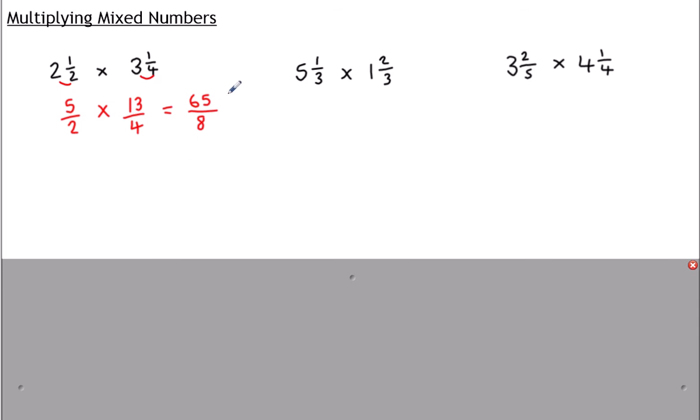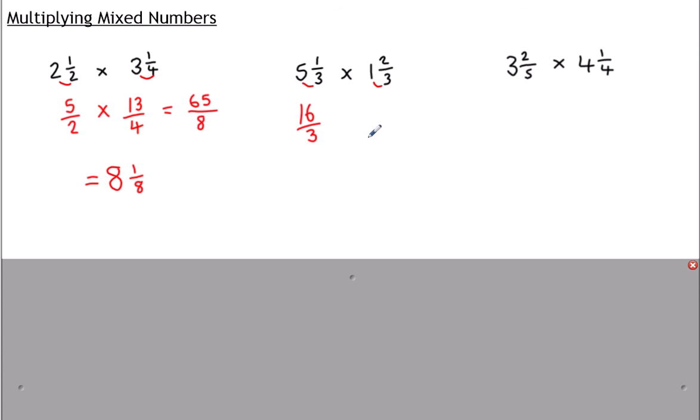And to do that, you ask, how many 8s are there in 65 and what's the remainder? So 8 goes into 65 8 times, because 8 8s are 64. And there's 1 left over, so it's 8 and 1/8. And that would be your final answer as a mixed number. For the second one then, convert it to improper. So 5 times 3 plus the 1 on top makes 16 over 3.